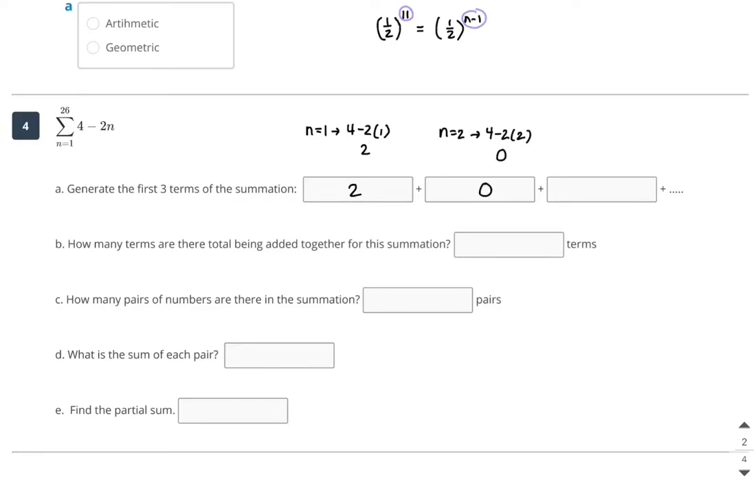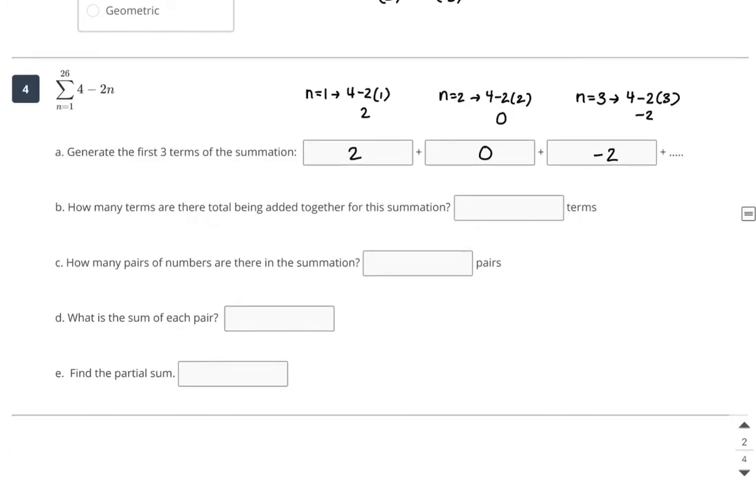So 0 is here. And then the third term, I have n is equal to 3 for the third term. I'm plugging 3 in, that's my position, in for n, so I have 4 minus 2 times 3, which gives me negative 2, for 4 minus 6, which is negative 2. And those are my first 3 terms.